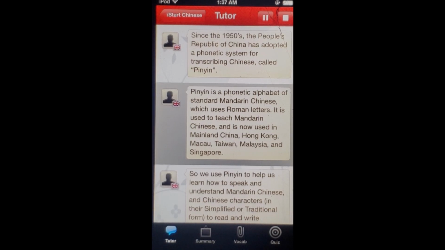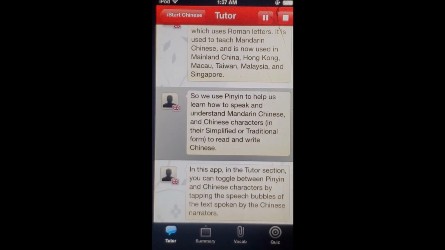It is used to teach Mandarin Chinese and is now used in mainland China, Hong Kong, Macau, Taiwan, Malaysia, and Singapore. So we use pinyin to help us learn how to speak and understand Mandarin Chinese, and Chinese characters in their simplified or traditional form to read and write Chinese.